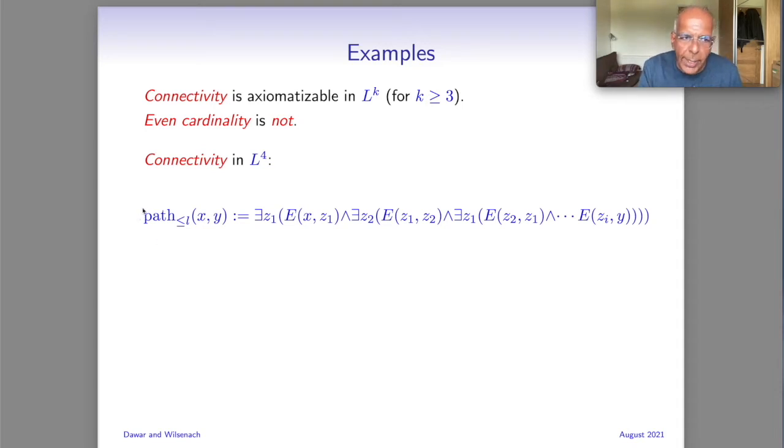So here's a formula I write. For any natural number L, this formula says there's a path from x to y of length at most L. And this is really the unfolding of my transitive closure formula up to L steps. How do I say there's a path from x to y? Well, I say there is a z1, such that there's an edge from x to z1. And now I say there is a z2 with an edge from z1 to z2. Let me just say this.